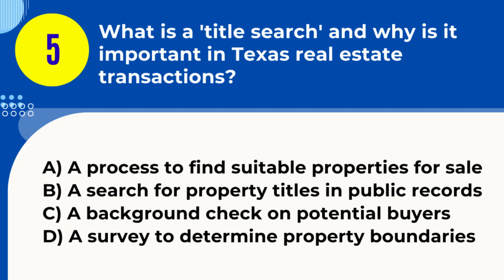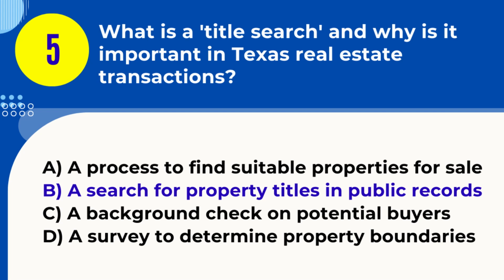A. A process to find suitable properties for sale. B. A search for property titles in public records. C. A background check on potential buyers. D. A survey to determine property boundaries. Answer: B. A search for property titles in public records.